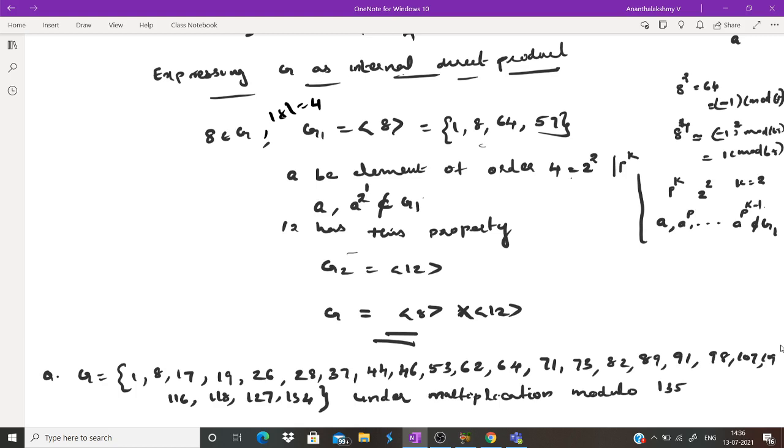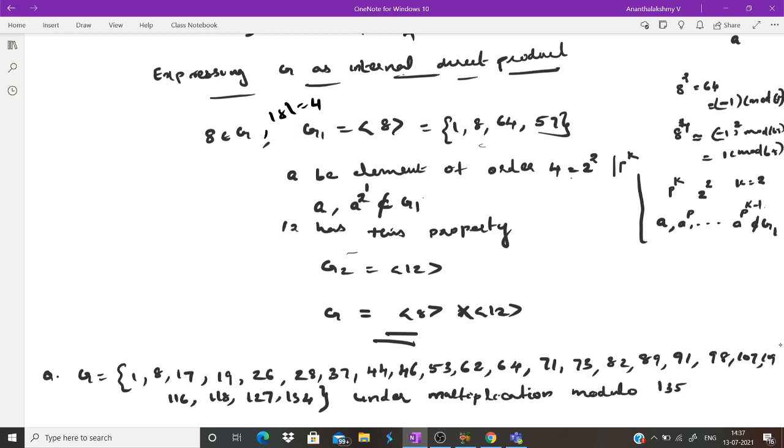You just find 8 square. Then 8 square is 64, which is congruent to minus 1 mod 65, nothing but 64. That way you can find out easily the cyclic group generated by 8. What is 8 raised to 4? You got 8 square, and 8 raised to 4 you get 1 mod 65. So you have to go up to 8 cube. So you find 8 square, 8 cube, 8 raised to 4. You get the elements as 1, 8, 64, 57.